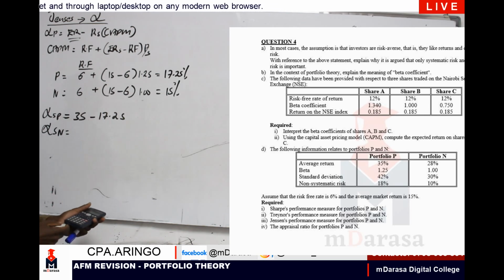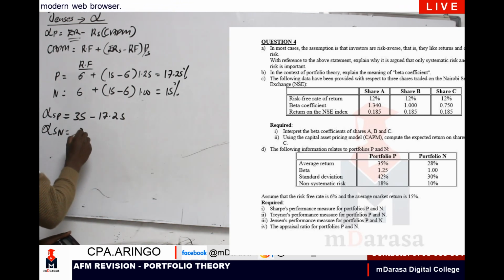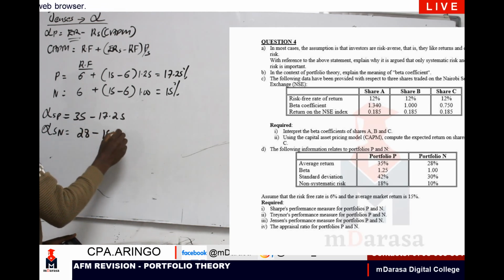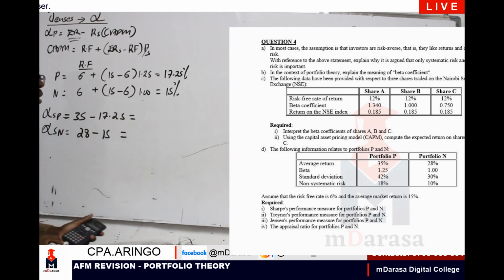Same concept. What expected return was I given there? Expected return of this security, value 28, right? So I'm having basically 28 minus 15. So simply, this will give us what?